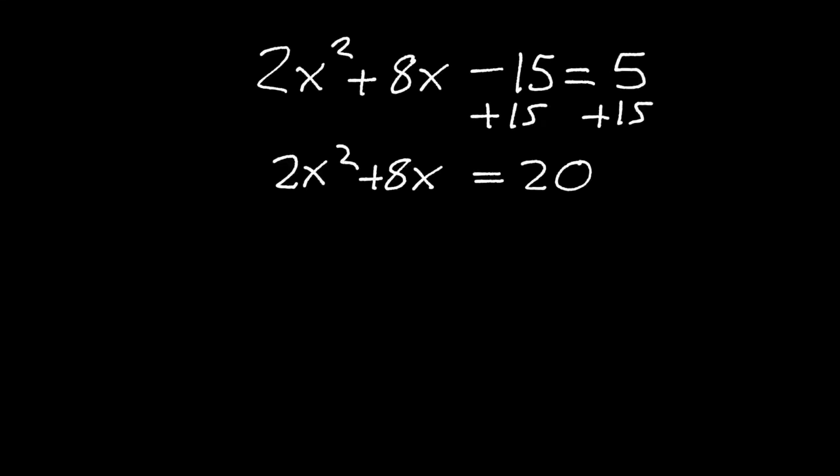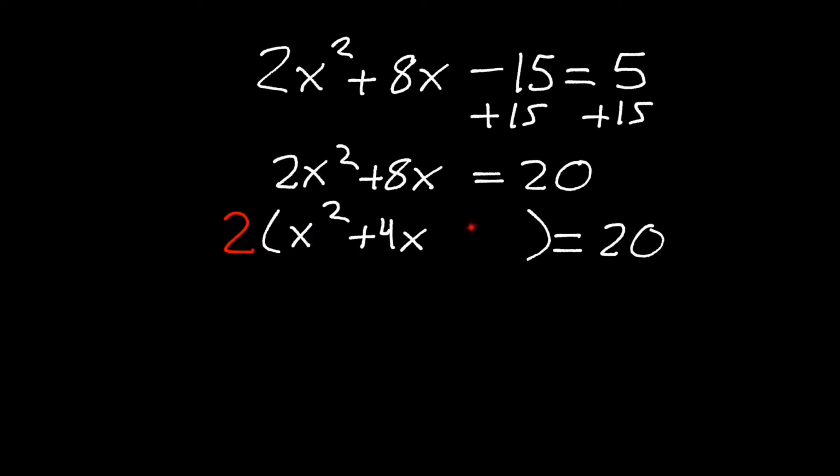Alright, now I'm going to do something a little unorthodox, but it will work, and you'll see why. I'm going to factor out a 2 from this side. I'm going to make sure that I have a perfect square to start off with, and right now I don't. The 2 makes it not a perfect square. So I'm going to factor a 2 out, and that's going to give me 2 times x squared plus 4x equals 20.